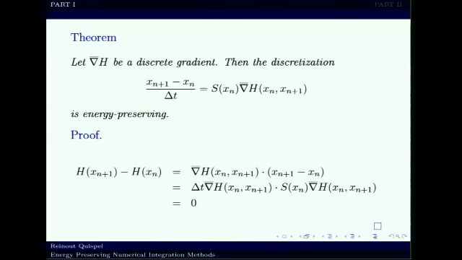And now because this is a skew matrix, it's symmetric in these discrete gradients, the whole thing has to be 0, right? So the crucial ingredient is really that this matrix S is skew symmetric.